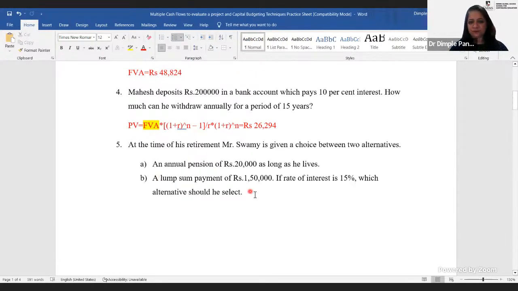Let's look at the fifth one. Just want to know, if I am Mr. Swami, what is the choice you will let me know? Which is a better choice for me to go for? Should I take an annual pension of 20,000 as long as I live? Or should I take a lump sum payment of 1,50,000 from the insurance company? If the rate of interest in the market is 15%, which one should I go for?